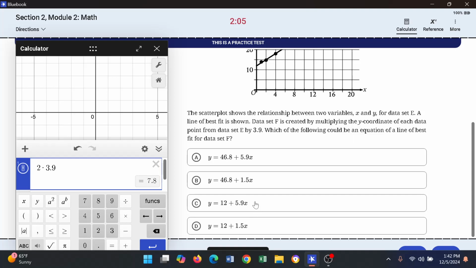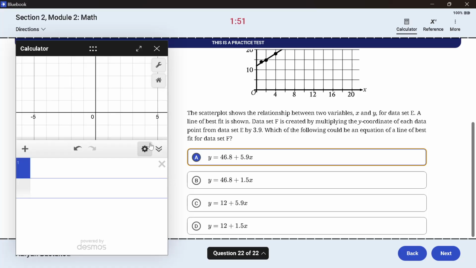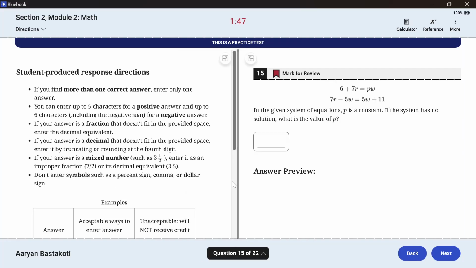So it has to be 5.9x, since this is just an estimation, but you can multiply 3.9 by 2 or something closer to 2 and get about 7.5, right? So yeah, this is the slope of it. We needed to do this question.